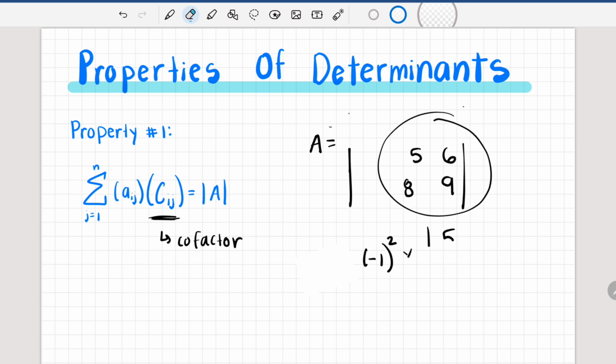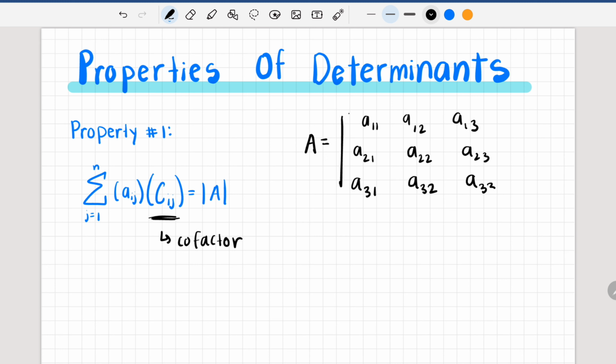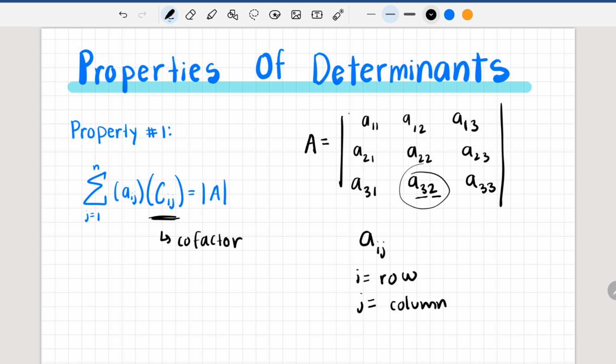Now to put it in more general terms, let us say we have a matrix A, and that is equal to A11, A12, A13. And where am I getting these notations? Well, usually when we're talking about matrices and determinants, we use this notation where I is the row number and J is the column number. So for this one, for example, I know that this is in the third row and the second column. So that's why I write it as A32. It doesn't really quite matter.